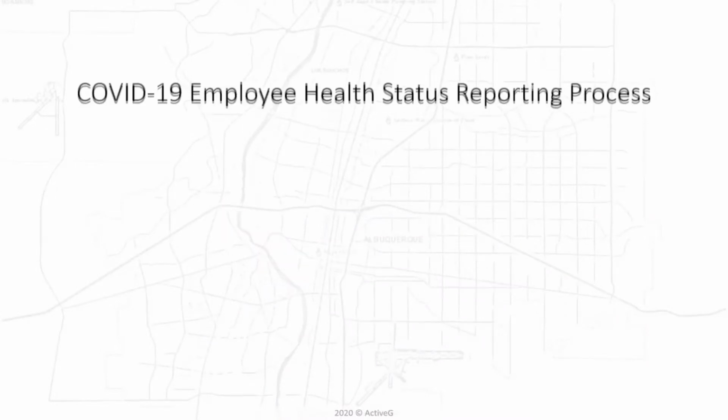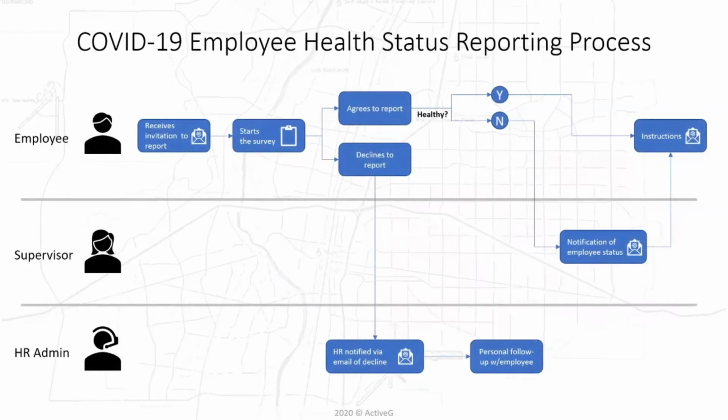But first we need to understand what the process is, and it goes something like this. The employee receives an email invitation to complete the health survey. The employee then clicks a link in the email to open the Survey123 survey. Then the employee either agrees or declines to report their health status. If the person declines, then a message is sent to the HR administrator to follow up personally to address the employee's concerns or needs. If the employee agrees to report his health status, he answers some questions affirming good health.